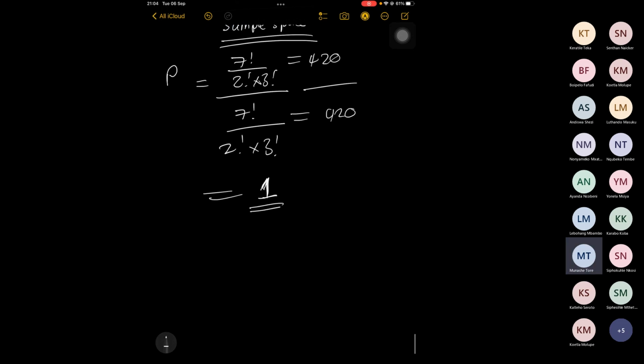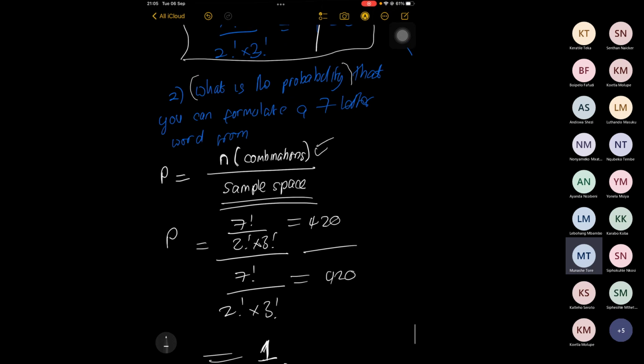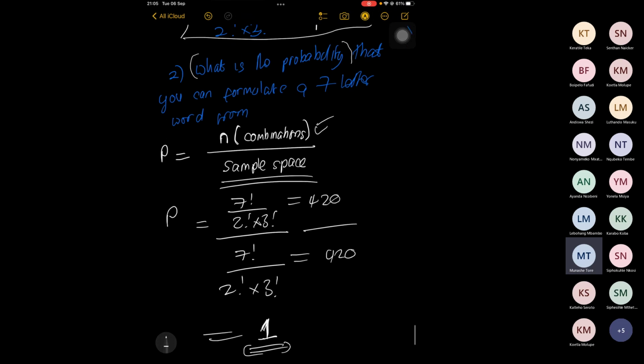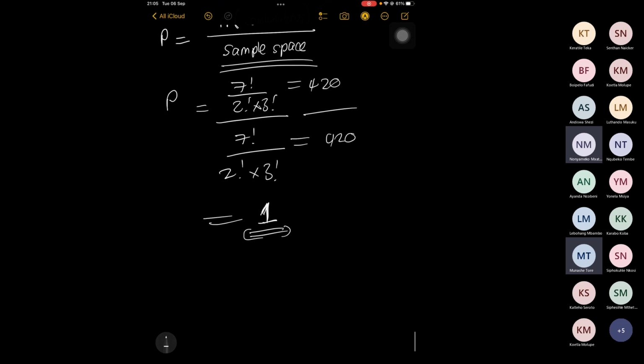Your answer would be 1 because it's just a question that I formulated now for you to see how exactly you go about such problems. So you divide whatever combination or computation that you've been doing since you started counting methods by the sample space only. The moment you divide by the sample space, you get your probability.